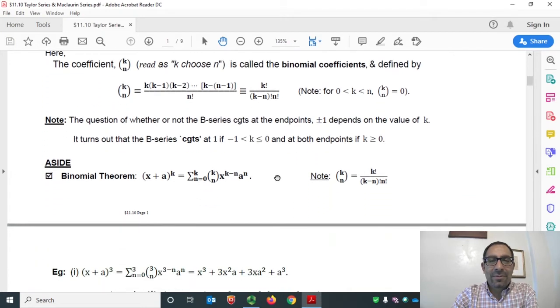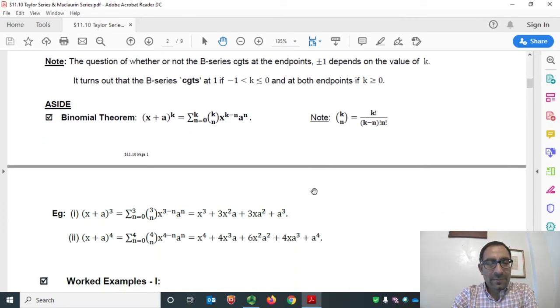Aside, the binomial theorem states that (x plus a) to the power k has the expansion summation n runs from 0 to k, k choose n, this is the coefficient, times x to the power (k minus n) times a to the power n. Quick example. The binomial expansion of (x plus a) cubed turns out to be x cubed plus 3x squared a plus 3x a squared plus a cubed. Similarly, the expansion of (x plus a) to the power 4 turns out to be x to the 4th plus 4x cubed a plus 6x squared a squared plus 4x a cubed plus a to the 4th.